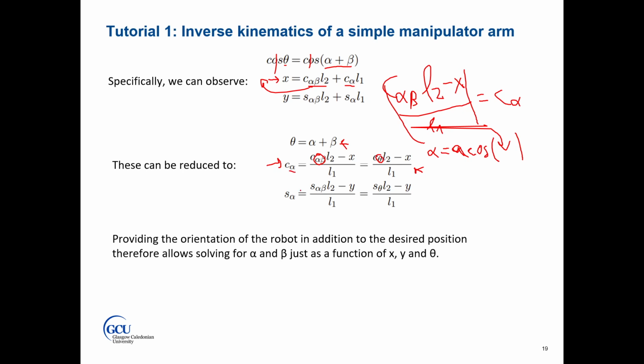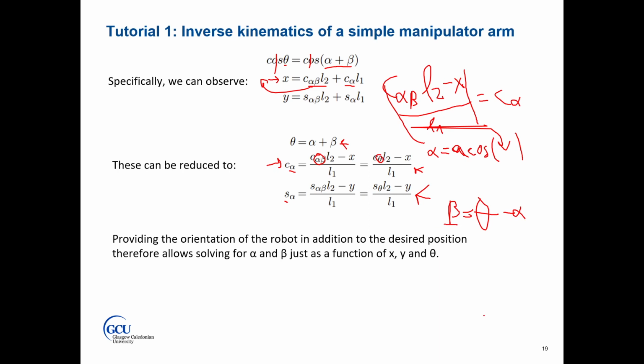So basically, the solution for alpha is going to be the arc cosine of cosine of theta multiplied by L2 minus x, divided by L1. And this equation here is another solution for alpha, but in this case it is using the sine. So it's actually the same as before, and you can solve either one or the other. Once you obtain alpha, as I was saying before, you know that beta is equal to theta minus alpha. So it's straightforward to calculate beta.